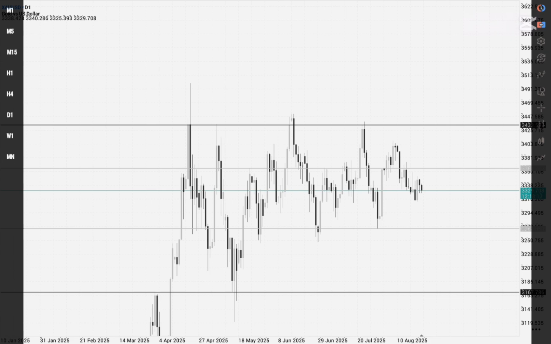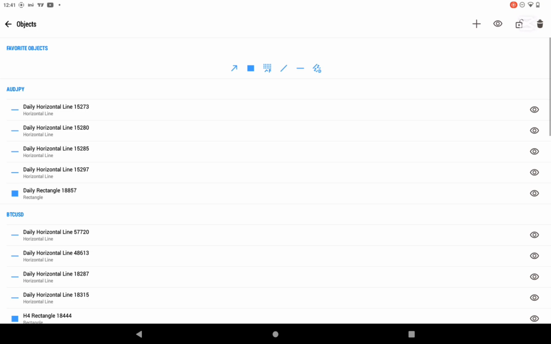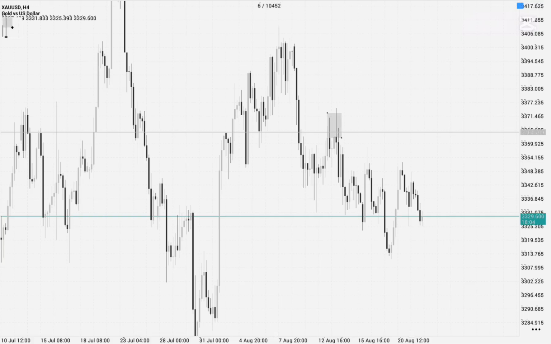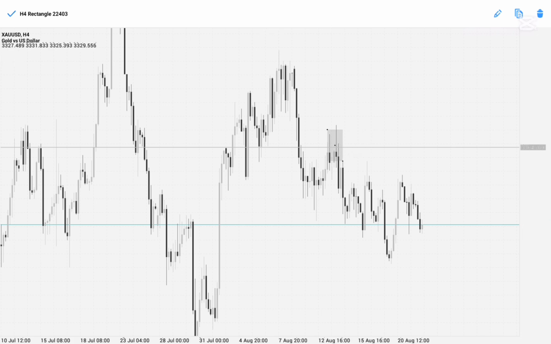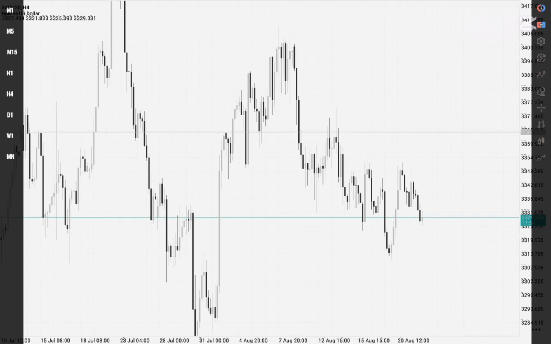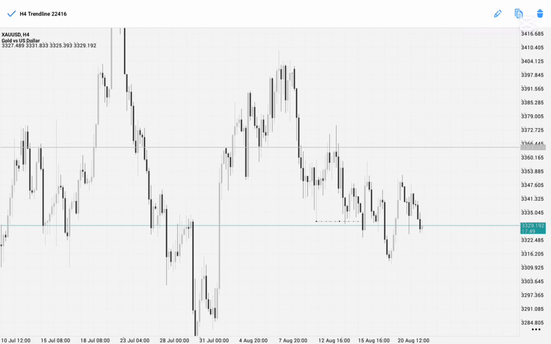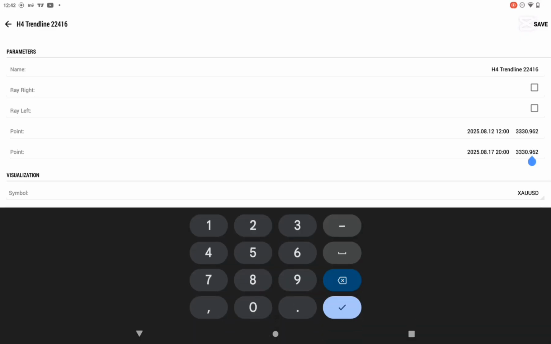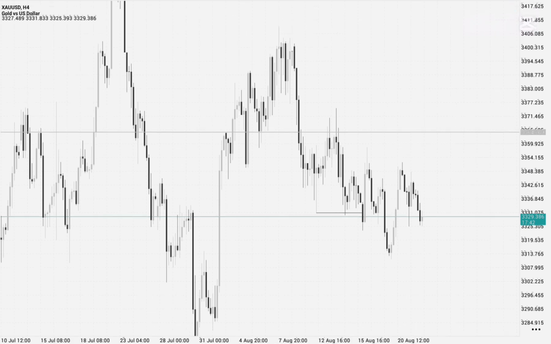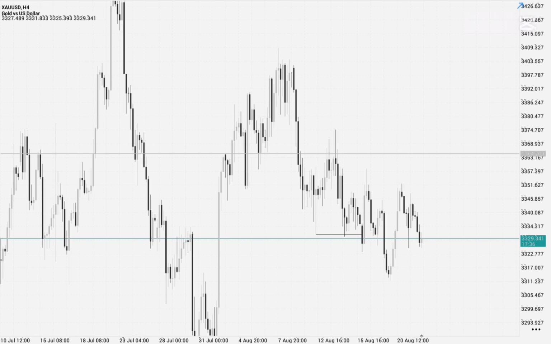So now I go to the 4 hours to start my analysis. On the 4 hours, you can see price rejected off this daily zone and broke structure downwards, making our bias bearish.